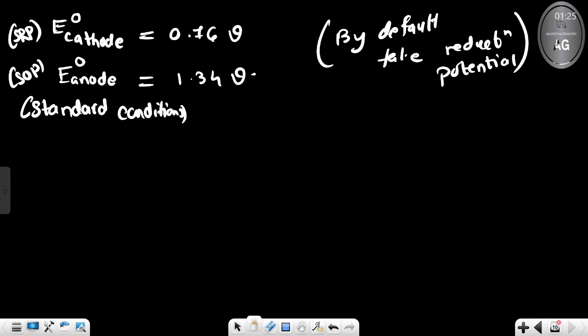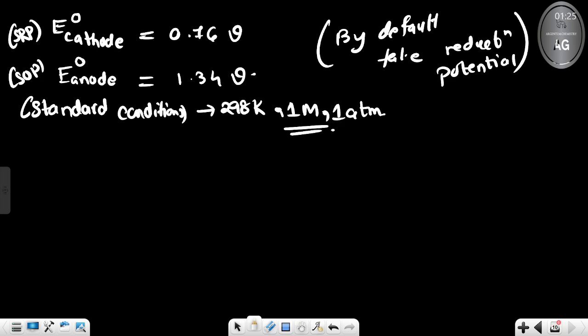Standard oxidation potential. This is oxidation potential only because the anode will give oxidation potential. Cathode will give reduction potential. So standard reduction potential, standard oxidation potential, SRP and SOP. Clear? So this happens under standard conditions. What are the standard conditions? 298 Kelvin, 1 molar and 1 atm pressure. This is my condition for standard reduction potential and standard oxidation potential.